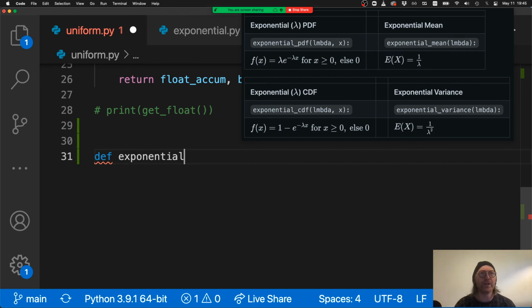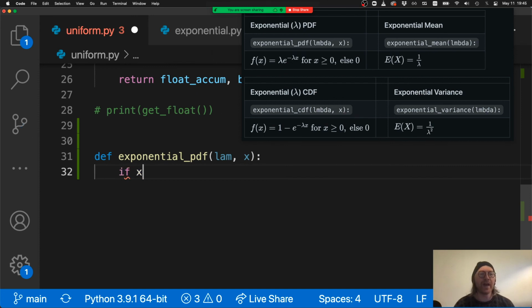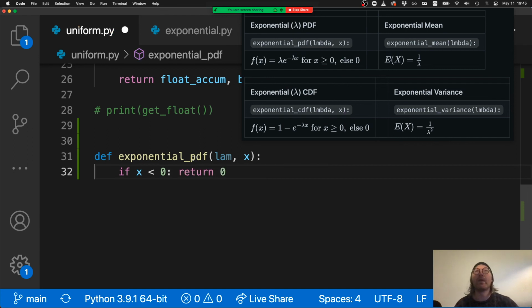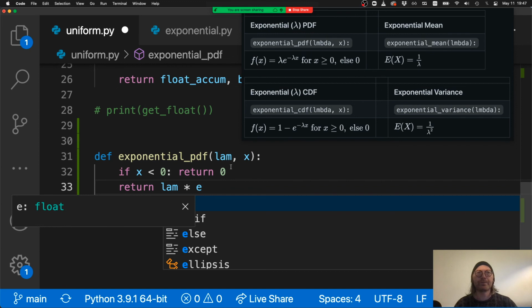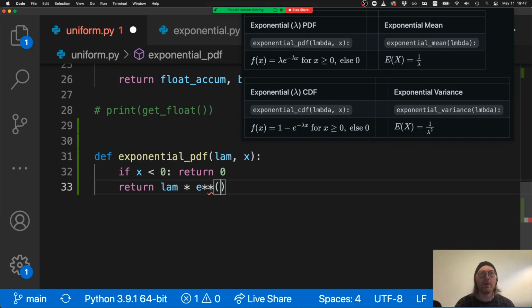Pretty straightforward. So exponential PDF, and we'll pass in a lambda, which is our expected number of events, and we'll pass in x. And then we'll say if x is less than 0, let's return 0. And that's straight out of this, right? So x has to be greater than or equal to 0, otherwise we return 0. And then we can just return lambda multiplied by e, and this is this equation here, raised to the negative lambda multiplied by x. Okay. So that should be that one.